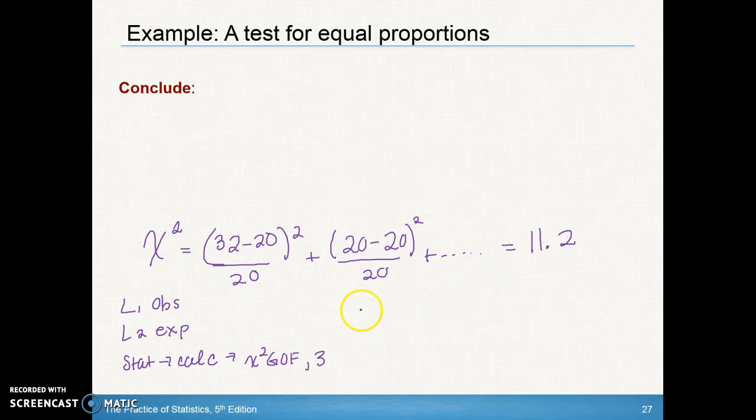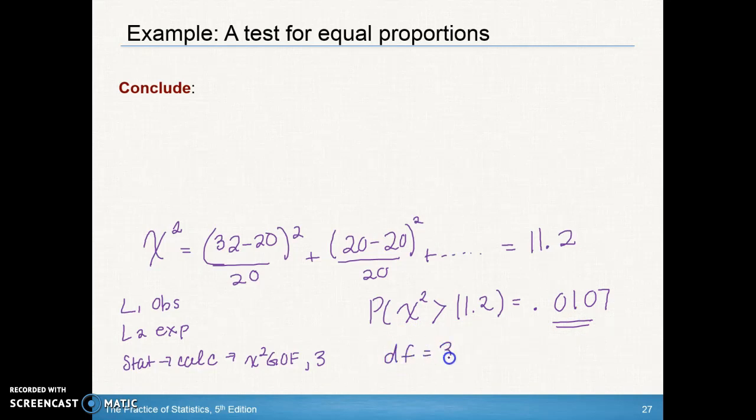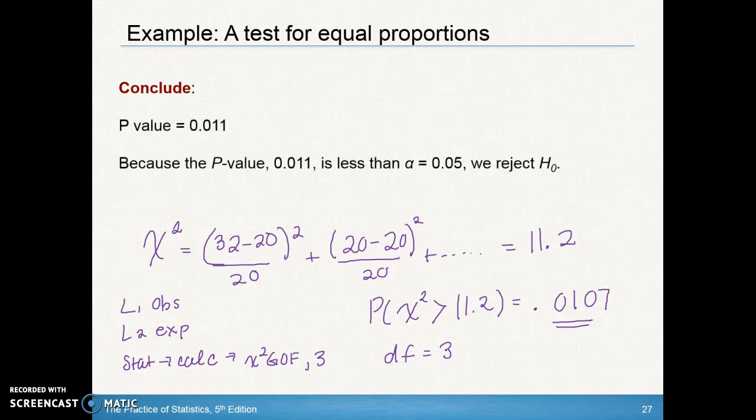Now, you're going to have to write that information out and then the probability statement: the probability that chi-squared is greater than 11.2. You're always going to do greater than for your chi-squared statistic. And that gives you 0.0107 for your p-value. Make sure you've included your degrees of freedom somewhere. In this case, it was 3. So see how it's not that much work? It's kind of nice. So now we can write our conclusion.